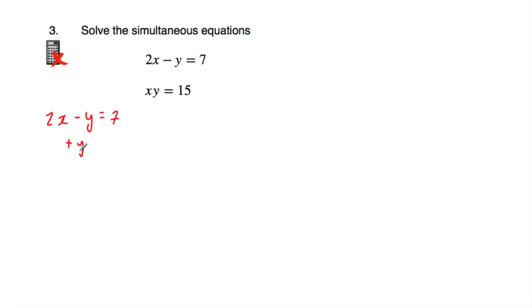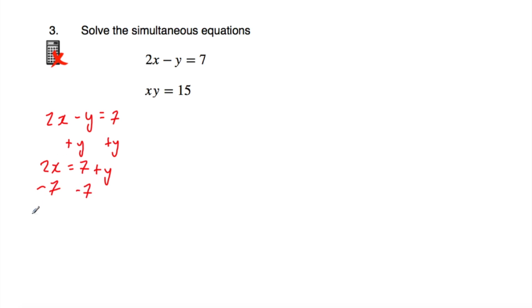So I'm going to add y to both sides to begin with. The reason I'm doing that is to make the y positive. So on the left hand side, we'll just be left with 2x. And on the right hand side, we're going to have 7 plus y. Now we want to get the y on its own, so let's get rid of this 7. So let's take away 7 from both sides, take away 7 from the left hand side and take away 7 from the right hand side.